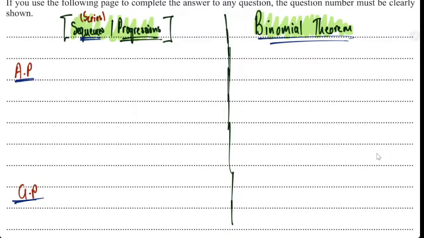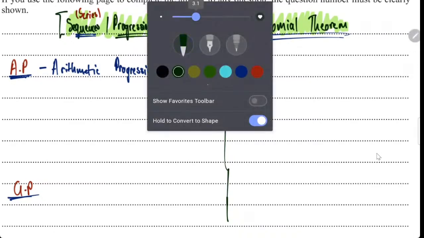But now, when you're dealing with AP and GP, AP, we know that it's arithmetic progression, and GP is geometric. These ones, you're going to get the formulas in MF19. So you're going to have the formulas, and the trick is about you using the formulas. And I'll show you how you use the formulas as we are doing the first few questions.